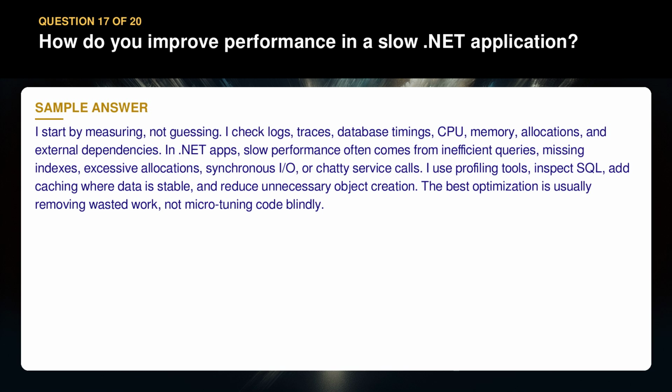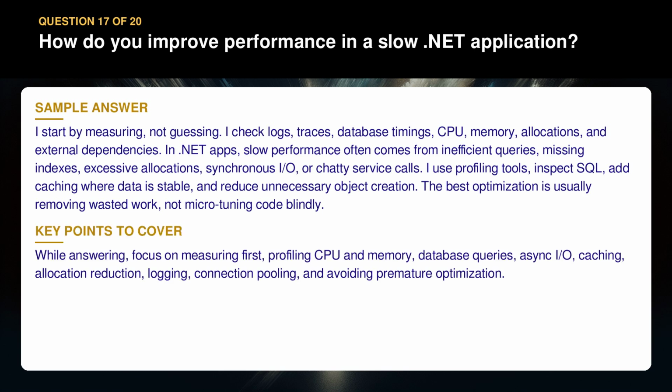I start by measuring, not guessing. I check logs, traces, database timings, CPU, memory, allocations, and external dependencies. In .NET apps, slow performance often comes from inefficient queries, missing indexes, excessive allocations, synchronous I/O, or chatty service calls. I use profiling tools, inspect SQL, add caching where data is stable, and reduce unnecessary object creation. The best optimization is usually removing wasted work, not micro-tuning code blindly.